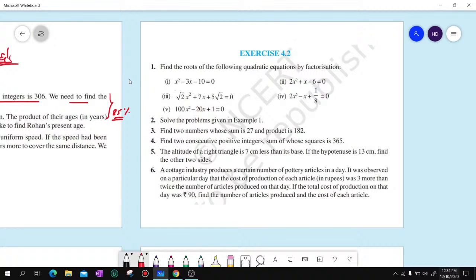And from the same chapter, quadratic equations, if they want to ask 1 mark, they will ask these questions: find the two numbers whose sum is 27 and product is 182, and find two consecutive positive integers whose sum of squares is 365. These questions may be asked for 1 mark, or sometimes for 2 marks. And definitely the chance of being asked for these questions is 90%.